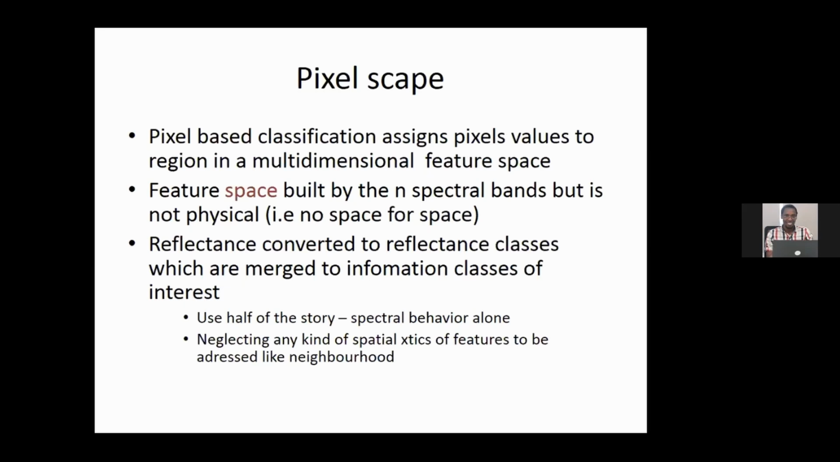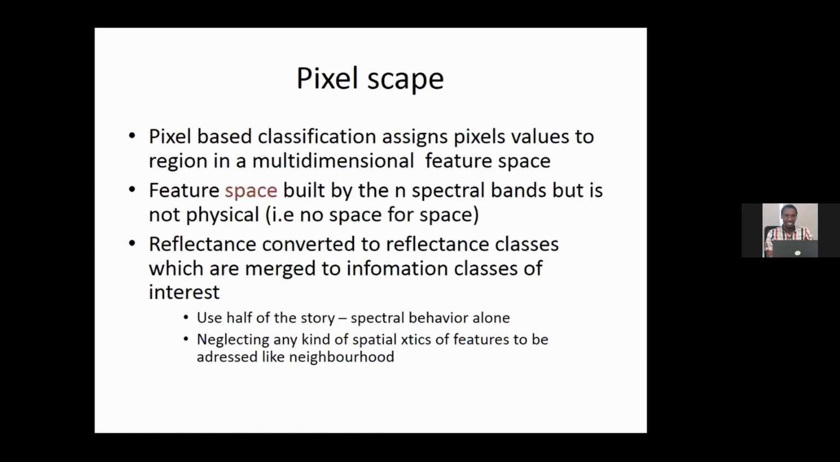The feature space is built by the n number of bands. You have the different bands, and for each band, you have the spectral information. But when you look at this feature space, it's not physical, so it doesn't look at space. You only look at the reflectance values, and once these are played around with, you can merge them together and correlate them to information classes. In other words, you only use the spectral behavior to do the classes.